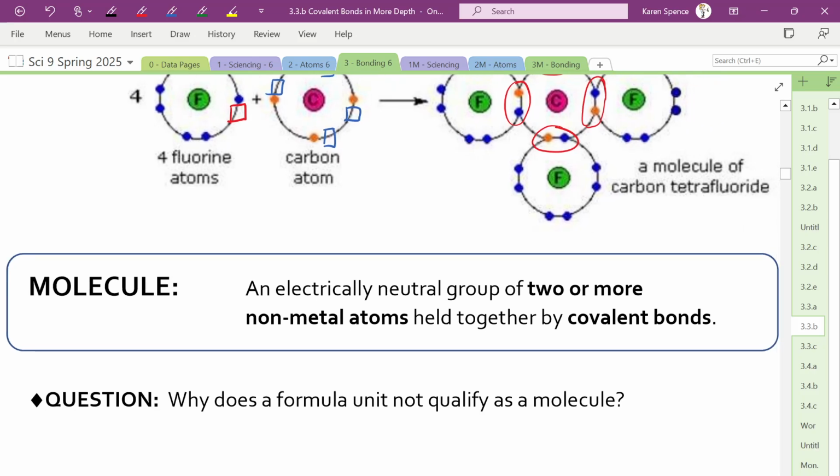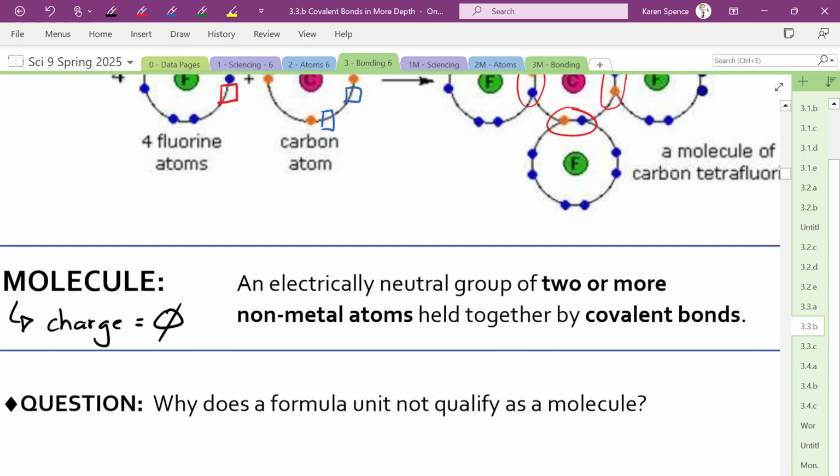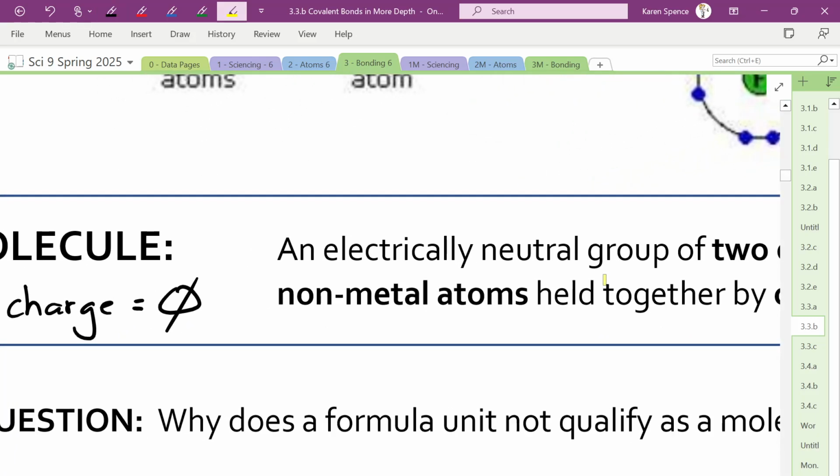So let's redefine molecule for ourselves. We mostly know this. We've talked about molecules already. Molecules, what is their charge? What's the charge of a molecule? Neutral. Okay, so they are electrically neutral.